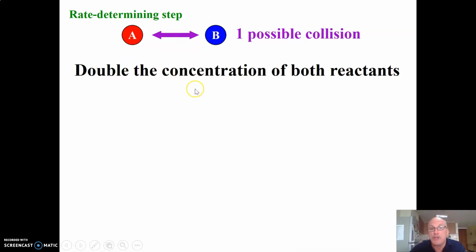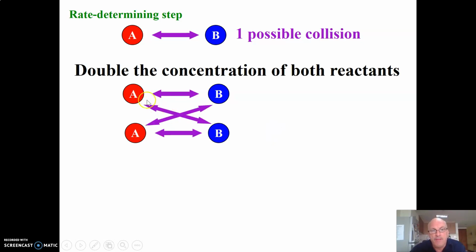If I doubled the concentration of both, I'd get this situation. Now, how many collisions are possible? Pause the video, work out how many chances are there of A hitting a B. Go, think about it. Yes, you can see there are 1, 2, 3, 4 possibilities. There's 4 possible collisions. So if you double the concentration of both, the rate would go up 4-fold. If you go up from this situation to this situation, you're going to have 4 times the possible collisions. The rate would quadruple, okay?